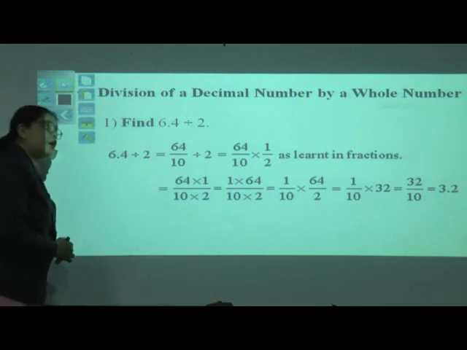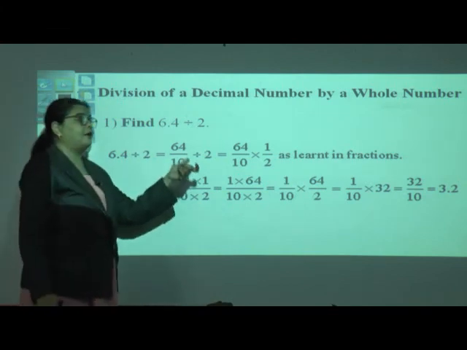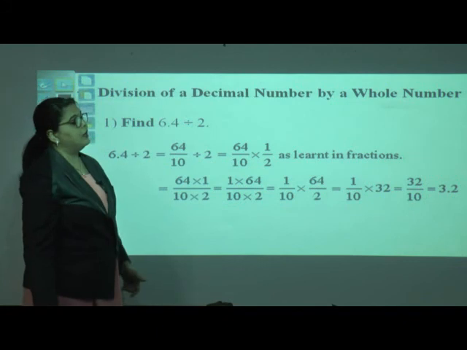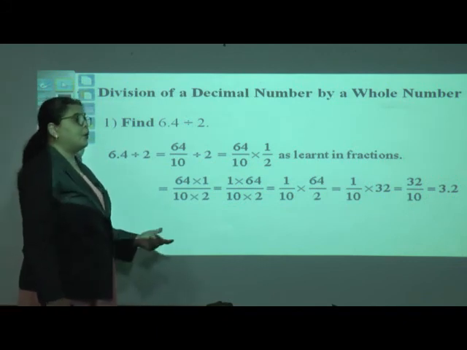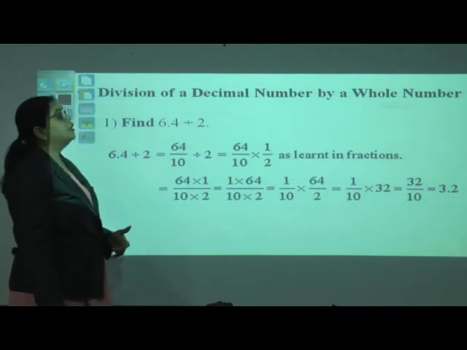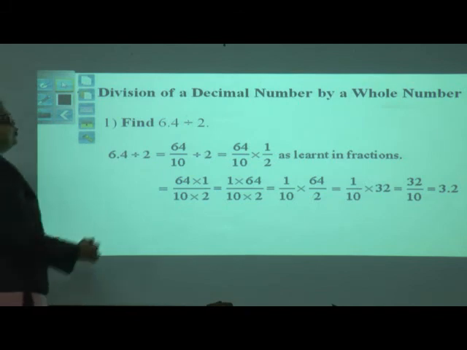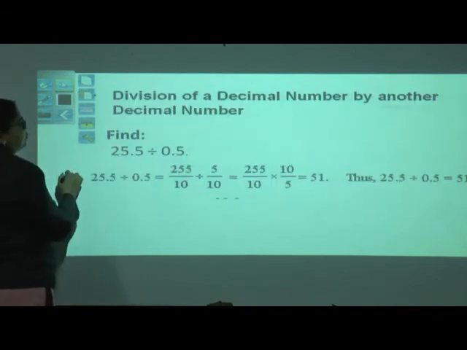Again, because we are learning decimals, we have to write the given fraction in decimal form. So 32 upon 10 can be written as 3.2, or 3 decimal 2.